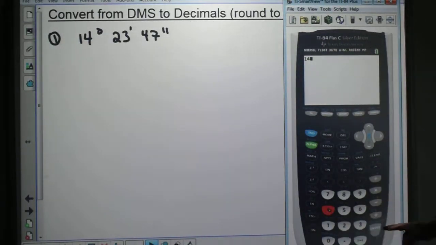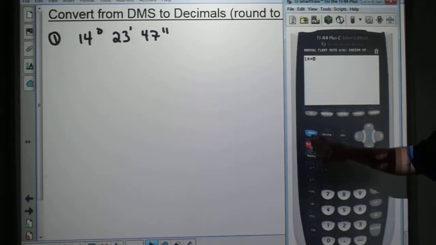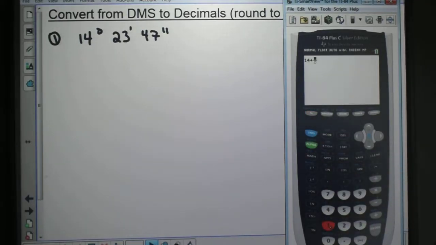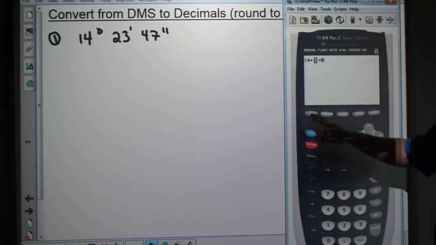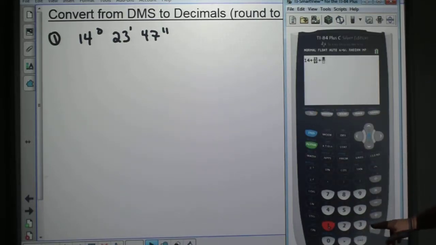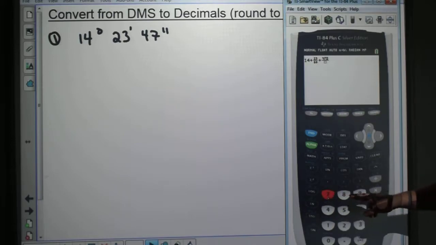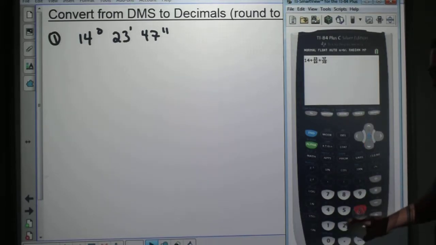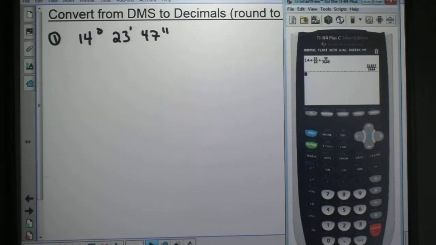So, 14 degrees plus, let's put a fraction bar in here, 23 minutes out of 60 in a degree, plus, let's put another fraction bar in. There's 47 seconds, and there are a total of 3,600 seconds in a degree. By doing it all at one time, it makes it easier. Okay? I got a fraction answer there. That really doesn't help me, does it?